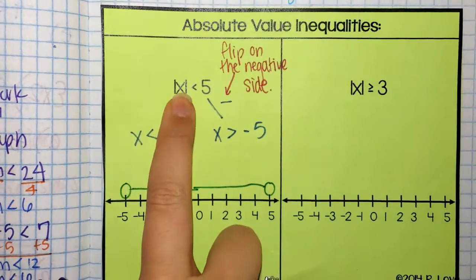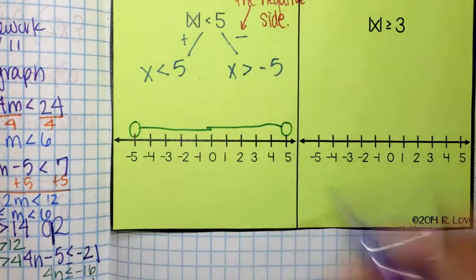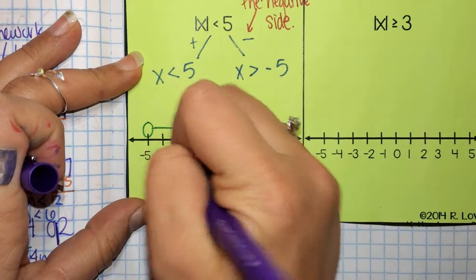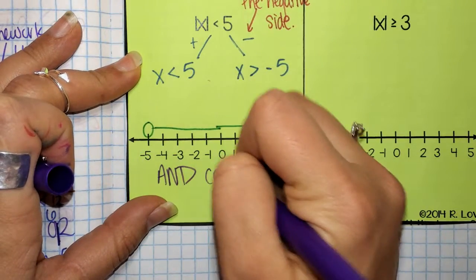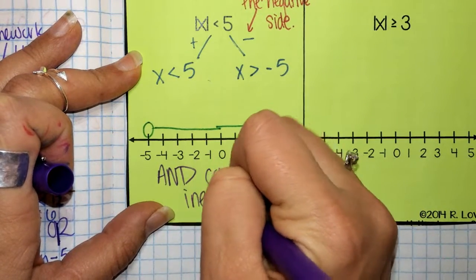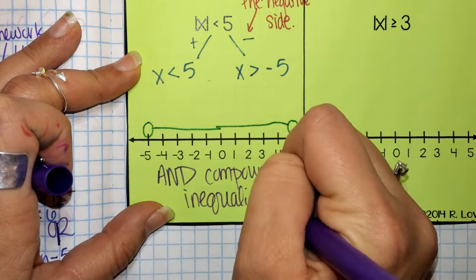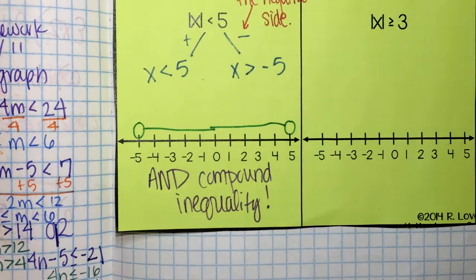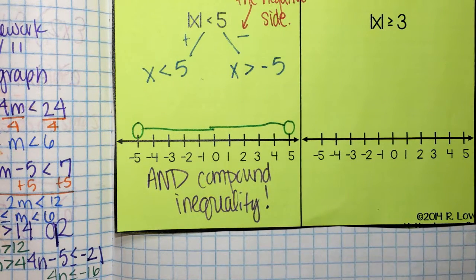So, if it is less than, it is an and compound inequality. Look at us go. So what do you think greater than is going to be? Good job.